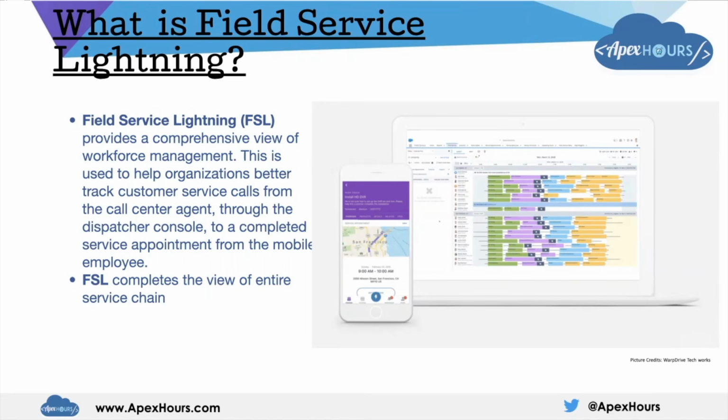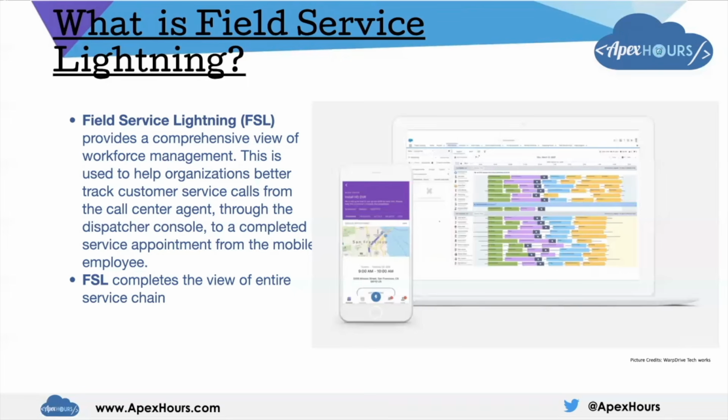So what is field service lightning? Field service lightning provides a comprehensive view of workforce management. This is used to help organizations better track customer service calls from the call center agent through the dispatcher console to a completed service appointment from the mobile employee. FSL completes the view of the entire service chain. Simply put, when a customer orders a new cable service, the cable guy will show up. Now, where he is now, where he is going, and how many feet of cable is in his van. This can all be managed through field service lightning.